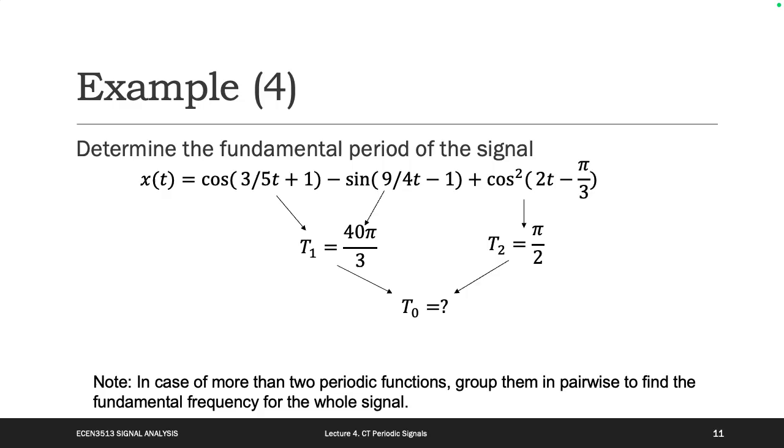And then how can we find the final fundamental period? It seems like we find the K1, K2 for this T1, T2, am I right? Yeah, the same thing. Am I right? Yeah, so let's try to find it together.